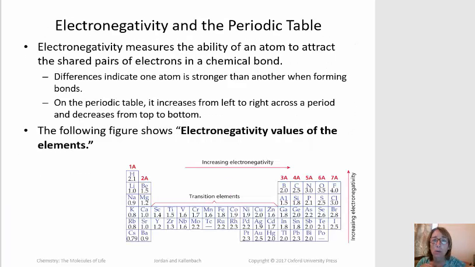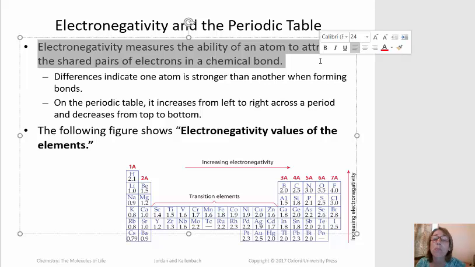Now, the attraction of bonding electrons to one atom over another to form polar bonds, or a dipole, is actually way more complex than just looking at the nuclear charge, although that's part of it. So what we have instead is this table known as electronegativity values. And what electronegativity does is it is a measure of the ability of an atom in a bond to attract shared bonding electrons toward itself. And the higher this number, the better able that atom is to pull electrons toward itself.